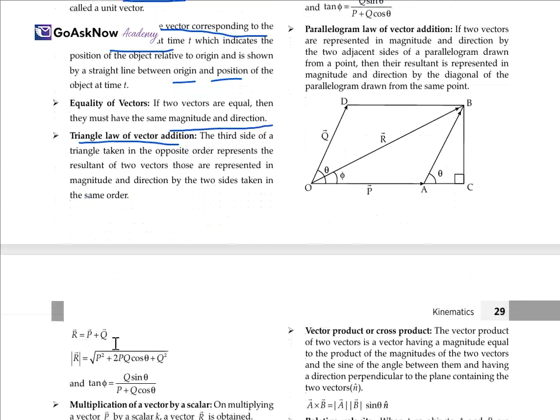What actually is it? The scalar product of two vectors is a scalar quantity. A dot B will be equal to the product of their magnitudes and the cosine of the angle between them, which means cos theta.